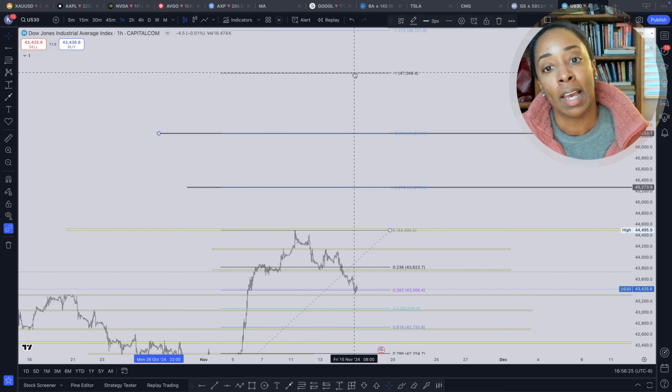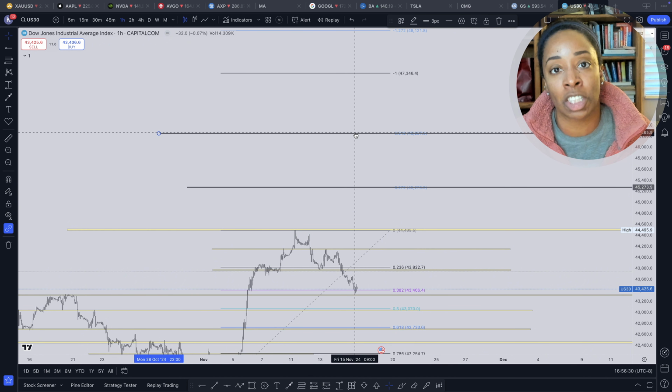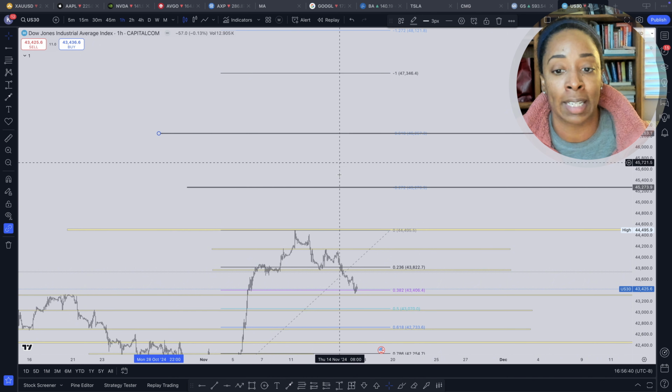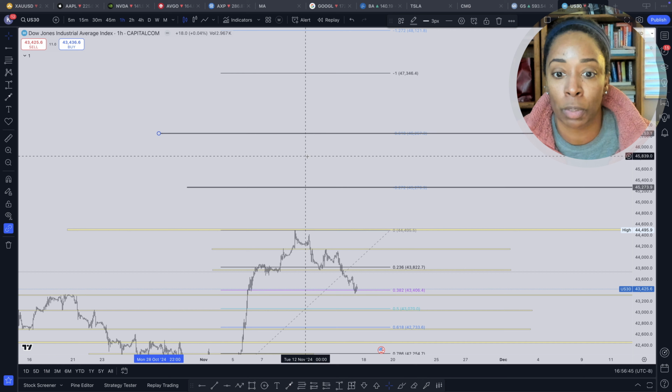And then I have a 100% extension level, and I just basically follow that pattern. If you have other extension levels on your Fibonacci retracement tool, that's totally cool. Just use whatever you are comfortable with. These are the extension levels that work for me, and that's pretty much it.